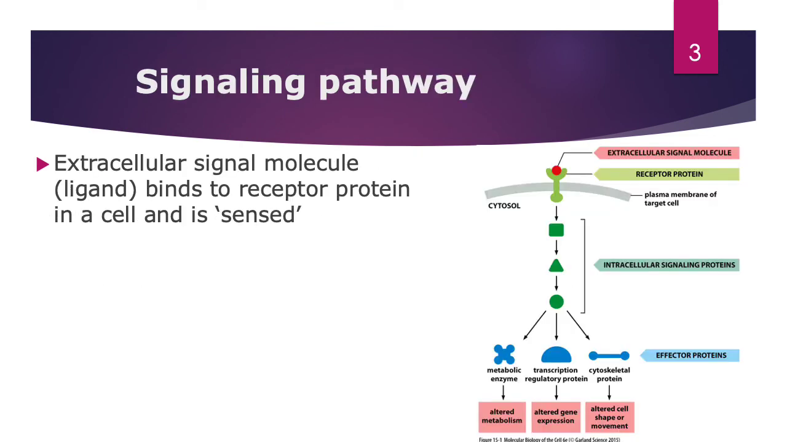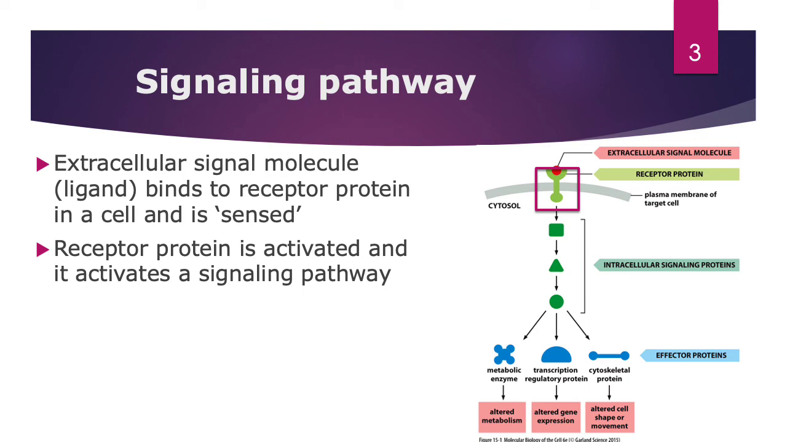A signaling pathway begins when an extracellular signaling molecule called a ligand binds to the receptor. In the figure shown to the right, the ligand is shown by the small red circle, and this ligand binds to a receptor, and this receptor is a protein that is present on the cell. The binding of the ligand to the receptor allows the cell to sense the presence of the ligand in the environment. Once the ligand binds, the receptor is activated and it activates the signaling pathway.